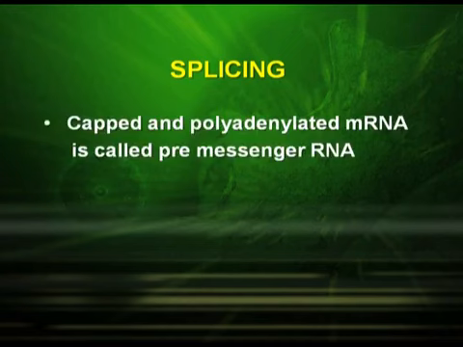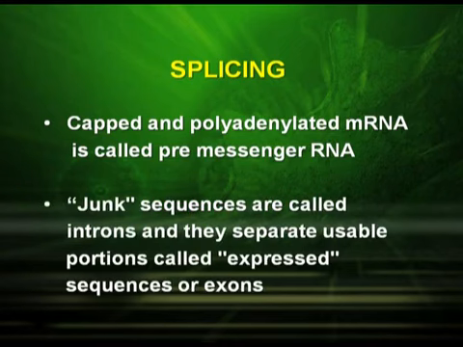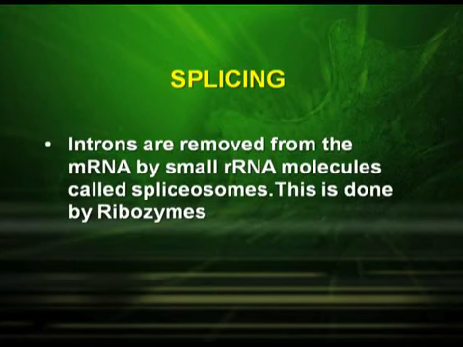The capped and the polyadenylated mRNA is called pre-messenger RNA. The introns that we have seen are the junk sequences, and they separate usable portions, which are the expressed ones, and that we call the exons. So it is now necessary to remove the introns and get the functional RNA, and this process is called splicing. This is done by ribozymes. Now let us see with the help of a picture how the splicing takes place.